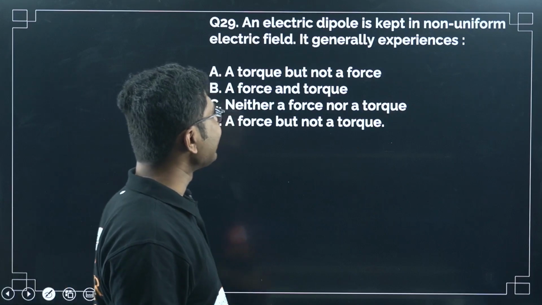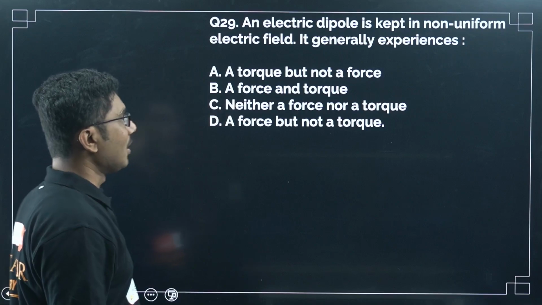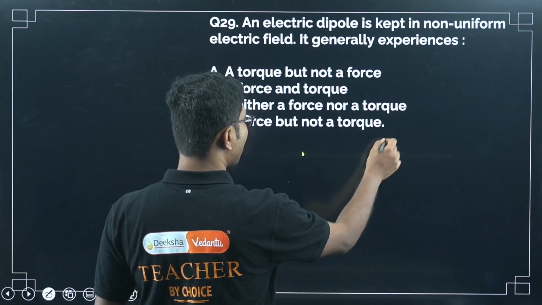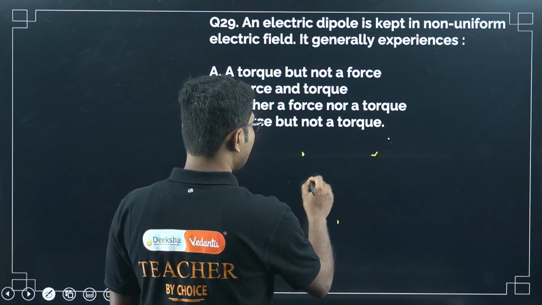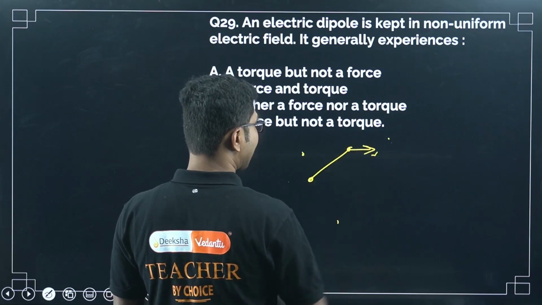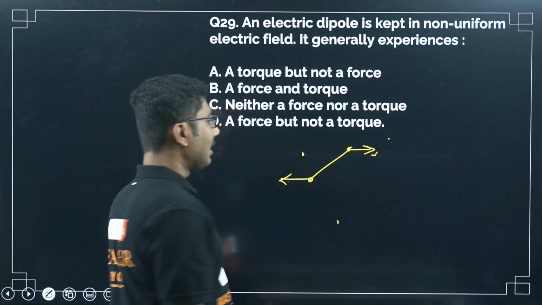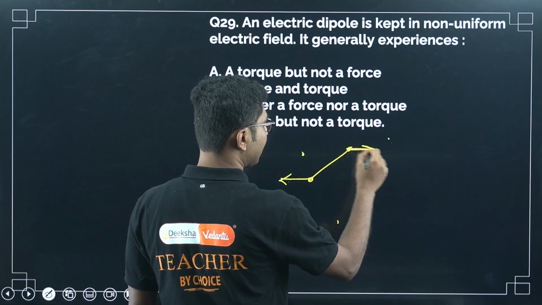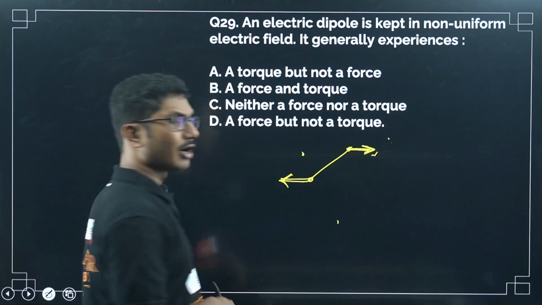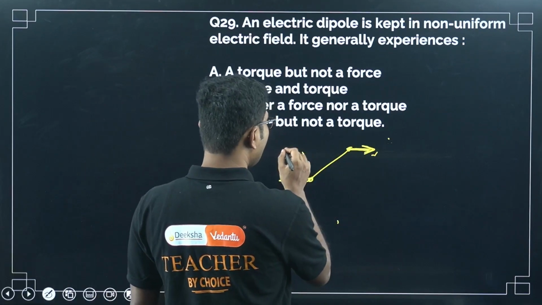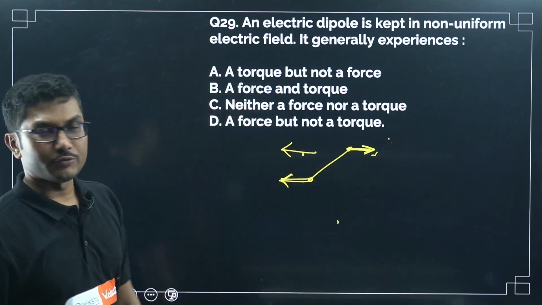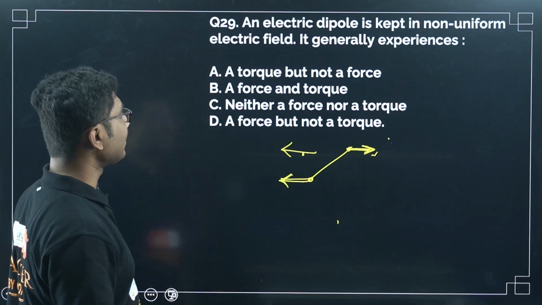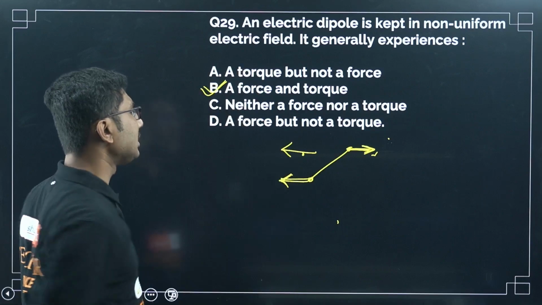An electric dipole is kept in a non-uniform electric field. Non-uniform electric field means the electric field varies from point to point, right? So when you keep an electric dipole, there will be a force acting on this, there will be a force acting on this, and so there will be a torque. Definitely there will be a torque, but these two forces are not equal in magnitude. Not equal in magnitude means they will not balance each other. So there will be a net force in the direction of the non-uniform electric field as well. So it will experience a force as well as a torque. Okay, so force and torque both it will experience.